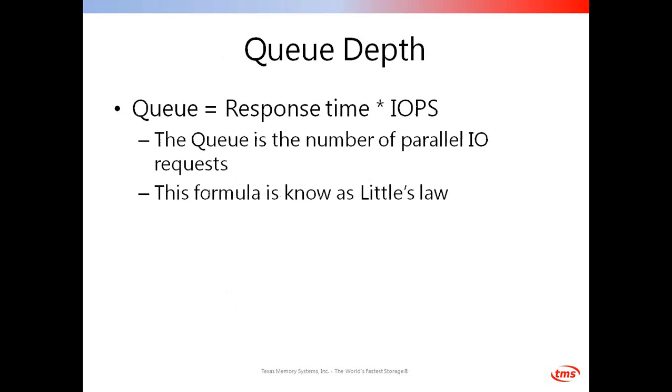Queue depth, we talked about before, is response time times IOPS. So that gives you some idea of what your queuing will be. So the queue is the number of parallel I/O requests that you can service given your IOPS and your response time. And this formula is known as Little's Law, and it can be applied to many different situations to determine if you're operating efficiently.